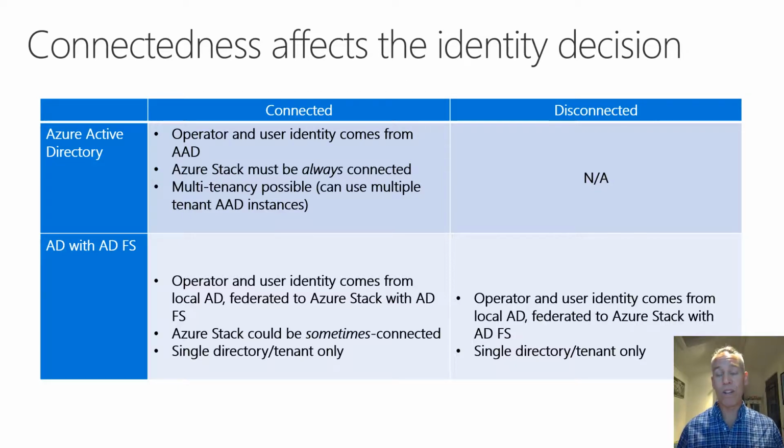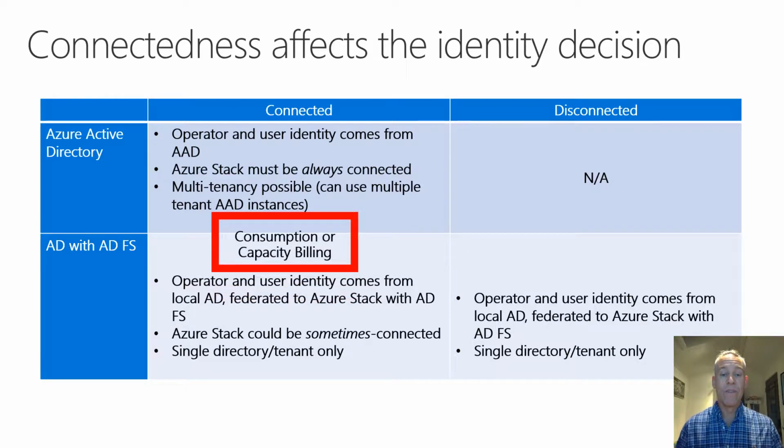I won't go into the details of each of these, but when you think about connected and disconnected, there are some choices here. In the connected model, you have your choice of identity. In the disconnected model, you must use Active Directory with Active Directory Federation, because you're assuming there's not going to be connectivity up to Azure Active Directory to use when users connect to the portal or connect up to Azure Stack in other ways.